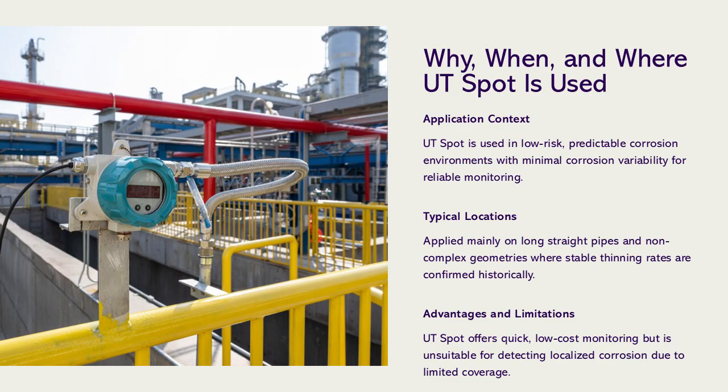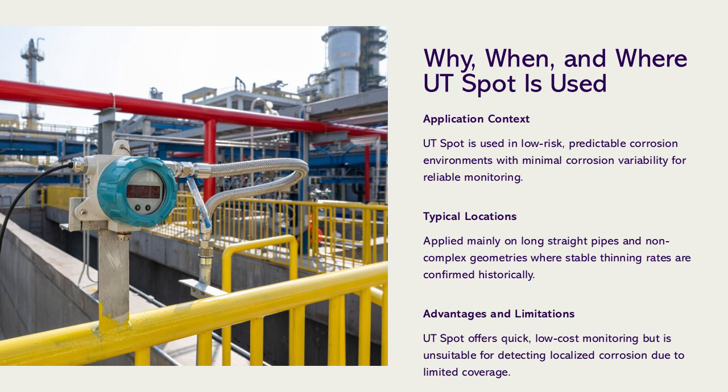UT spot measurements are primarily used for low-risk, predictable corrosion environments where a limited number of data points can adequately represent the condition of the component. According to API 581, circuits falling under low inspection effectiveness categories, i.e., D or E, may be monitored with UT spot because corrosion variability is minimal.